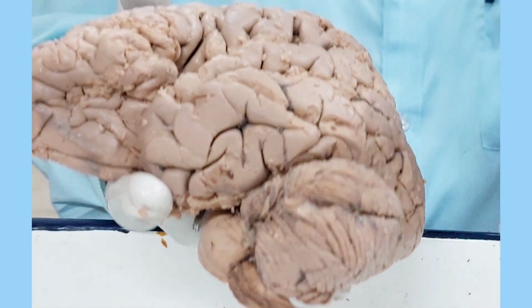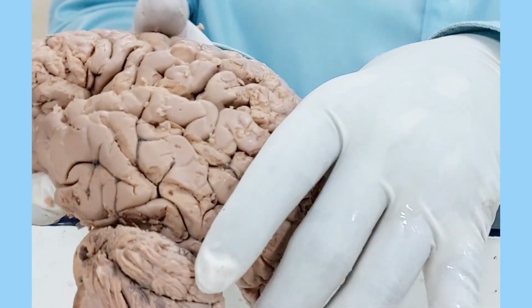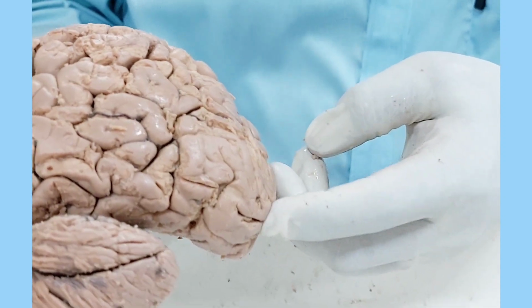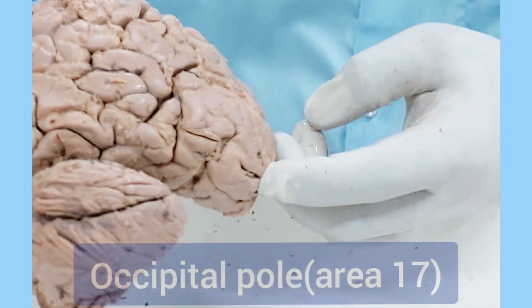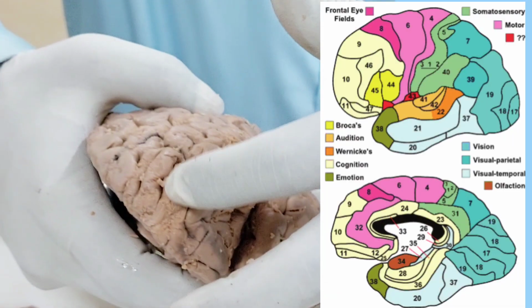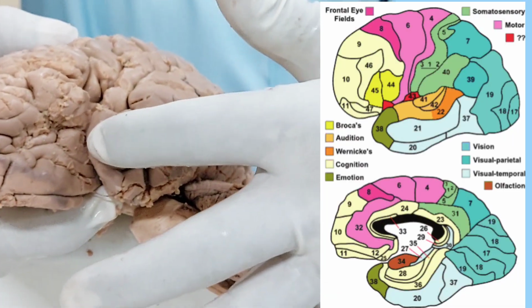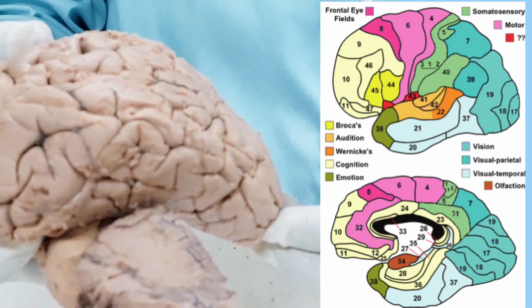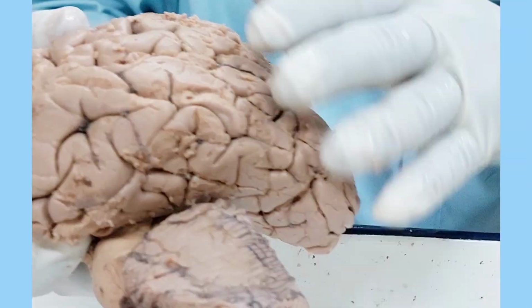Then come to the occipital lobe. The posterior pole is the occipital pole. The area for the occipital pole is area 17. So the three poles have three different areas: frontal pole, area 10; temporal pole, area 38; occipital pole, area 17. So what are the other areas in the occipital lobe?